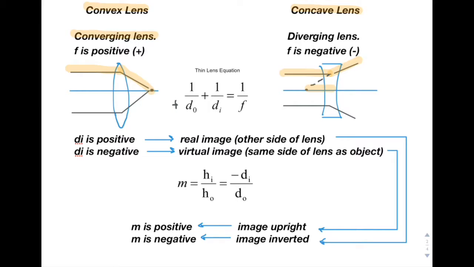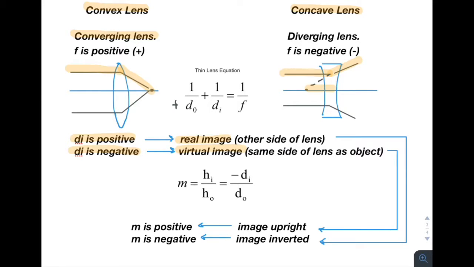But what's not true is that the distance of the image can either be positive or negative. And so as you can see from the second part of the diagram, whether the distance of the image is positive or negative shows whether the image will be real or virtual.